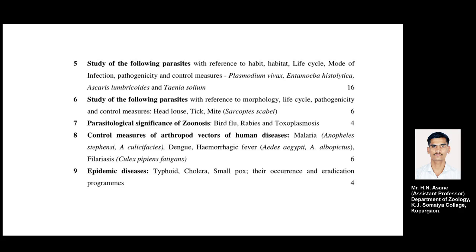Then we are moving toward the second last chapter, that is the control measures of the arthropod vectors of human diseases. Okay, the arthropod vectors here means mosquitoes as a vector. We will see in the chapter that the mosquito plays a role as a vector in malaria, dengue fever, and yellow fever. And how the mosquito plays a role as a vector.